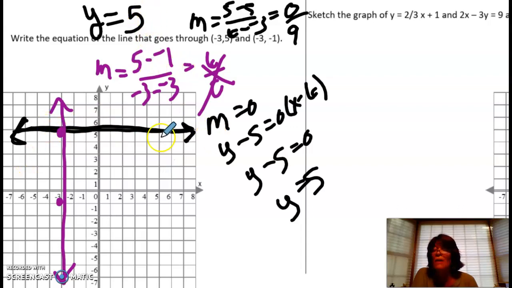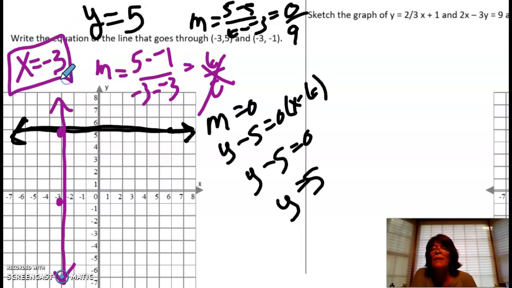The horizontal line has a slope. It's the slope of 0. This one is an undefined slope, and the equation of that is just that the x coordinate is always negative 3. The only one that's different in that it doesn't fall into that nice form y equals mx plus b or anything. Okay, it's x equals the x coordinate of negative 3. All right.